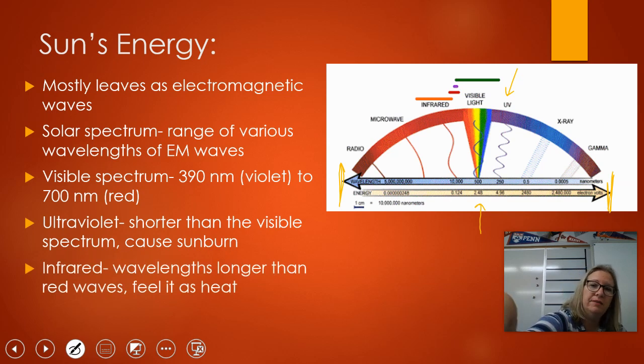On the other side, so now longer than the visible spectrum, is called infrared. We can't see infrared, but we can feel it as heat. We can use instruments like infrared cameras or infrared goggles that can translate those electromagnetic waves into a visible image, but we cannot see that with our eyes.